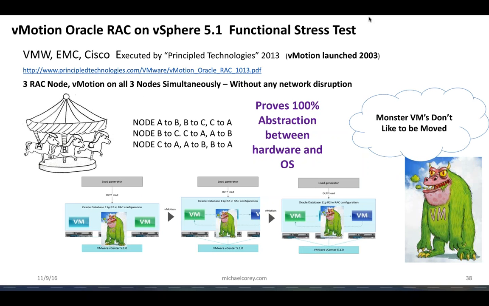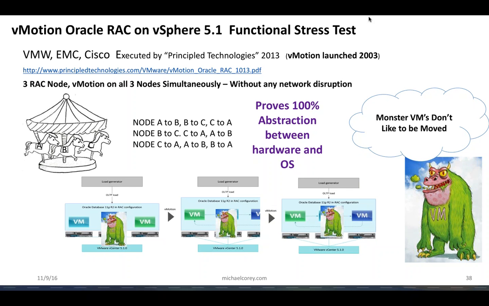This is the reason why I prefer vSphere over all other hypervisors. So first thing I want to make a point, I think this is really important, and I'm going to say it in a couple of ways because I think it is so darn important. It provides 100% abstraction between the operating system and the hardware.